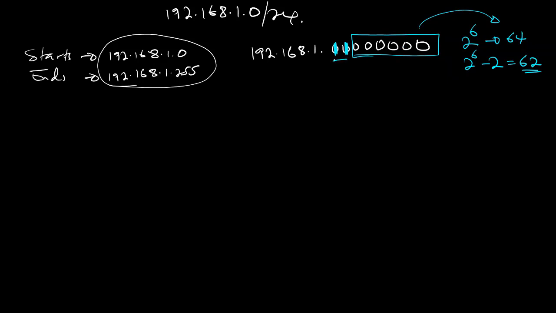And we have created a total of how many networks? 2 to the power the number of borrowed bits. We have created 4 networks. But what networks are those? How many addresses are in each network?